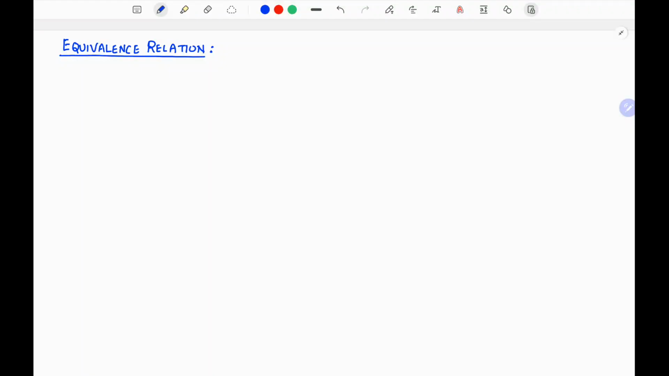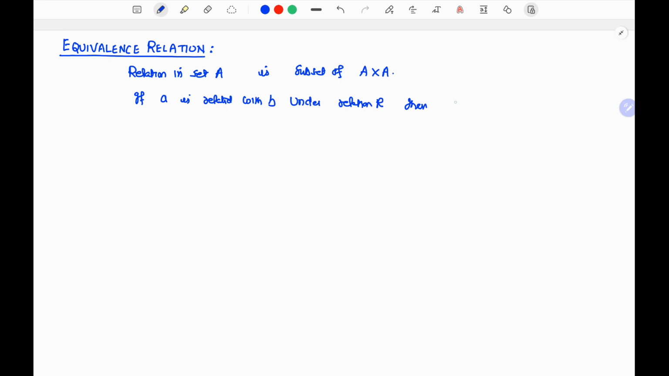Next, we will define equivalence relation. We have defined that a relation in set A is a subset of the Cartesian product A cross A. So if element a is related with b under relation R, then we write (a, b) belongs to R, and we write it as a is related with b.